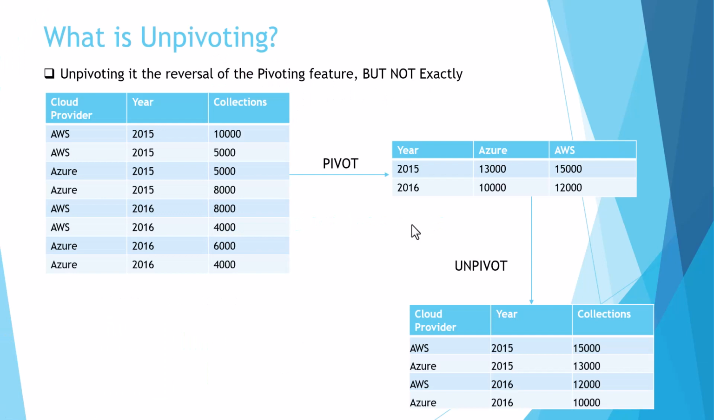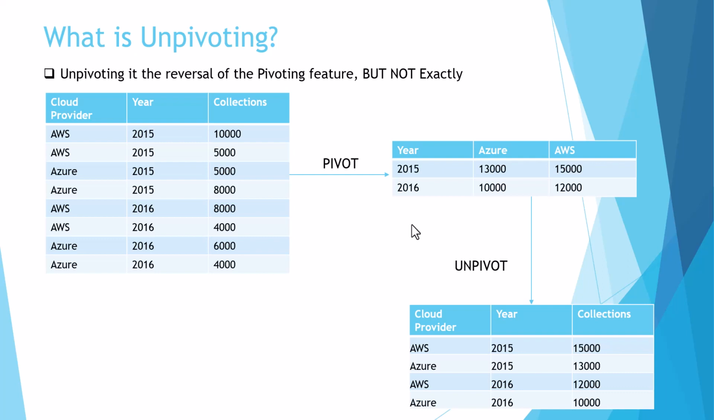Unpivoting is actually the reversal of the pivoting feature. But do we say exactly? Not exactly, right? There is a little bit of a difference. Though we definitely convert the columns back into rows, we also lose the data that has been transformed, and we'll see it in an example.